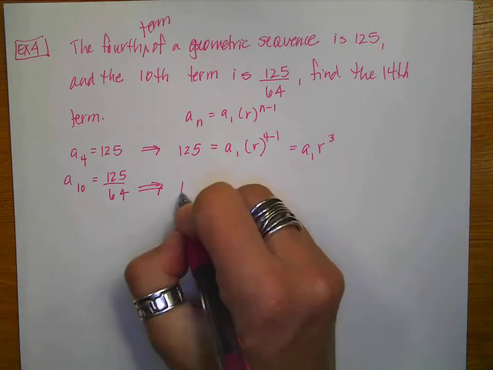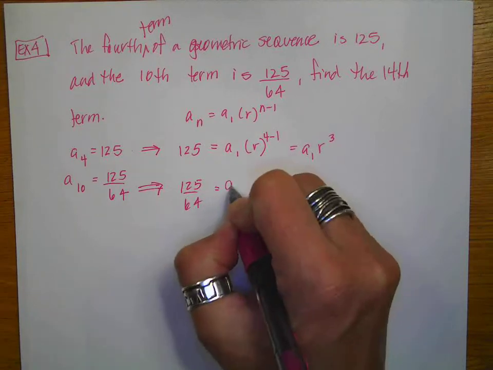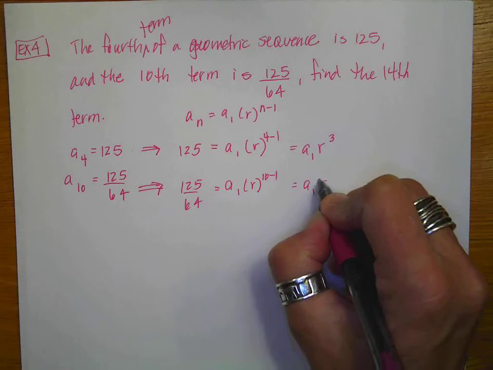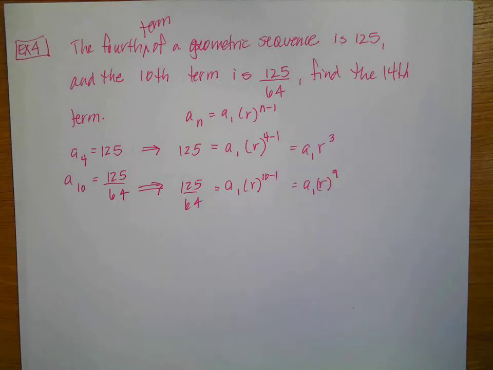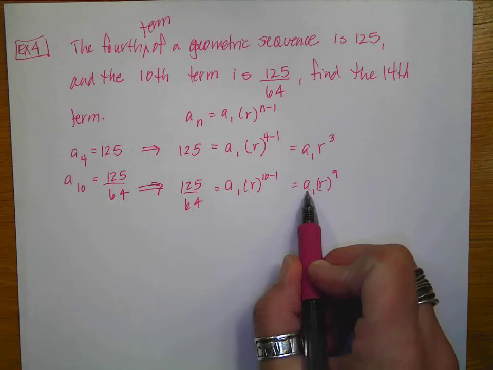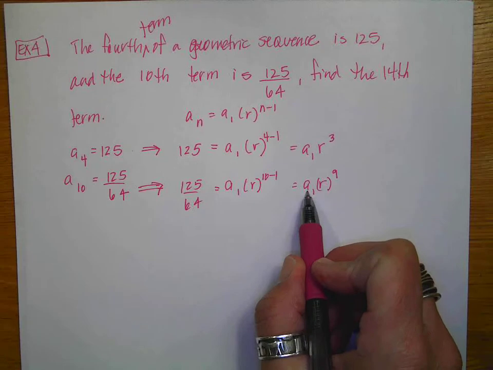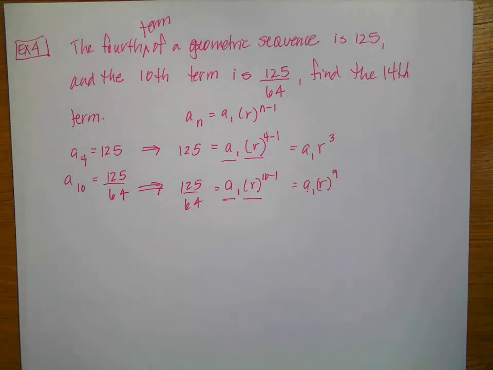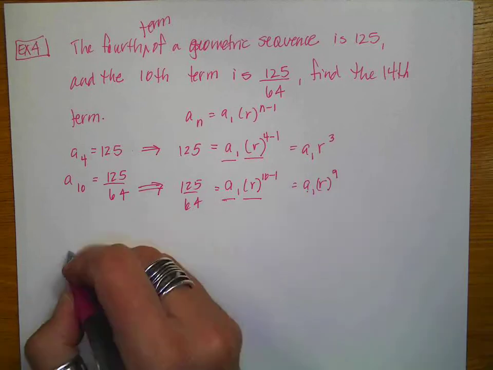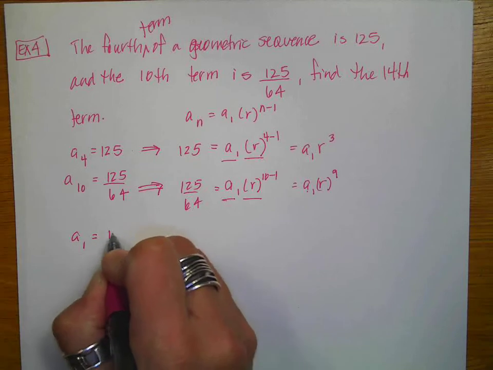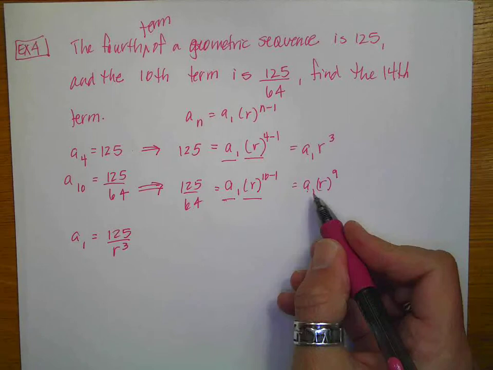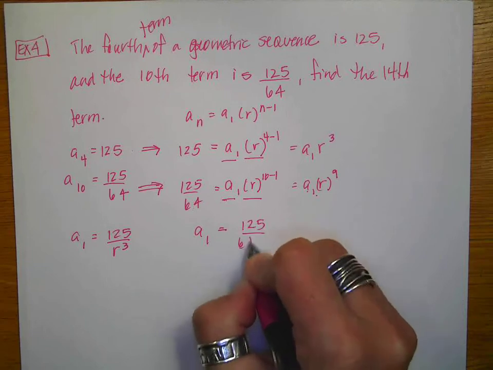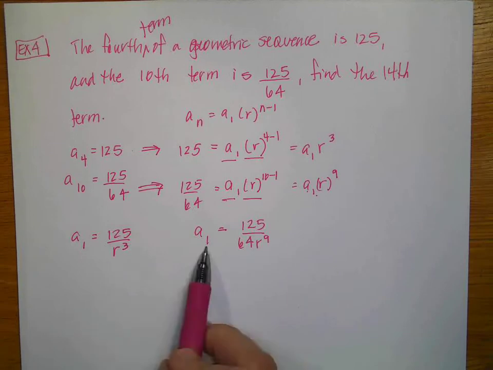I'm going to also write a second equation using a sub 10. So 125 over 64 is equal to a sub 1 times r raised to the 10 minus 1. So I have a sub 1 times r to the 9th. I'm going to take this 64 to the other side of the equation. Do I want to do that yet? Maybe not. So I have two equations, and I have two variables that I don't know. I don't know a sub 1, and I don't know r. So what I'm going to do is solve both equations for a sub 1. In the first equation, I get a sub 1 is equal to 125 over r to the third. And in this equation, I get a sub 1 is equal to 125 over 64 r to the 9.